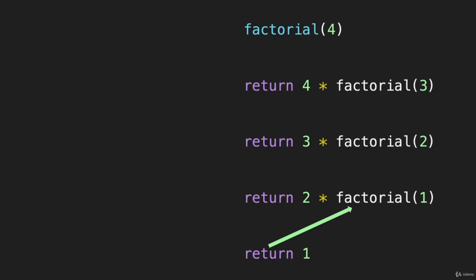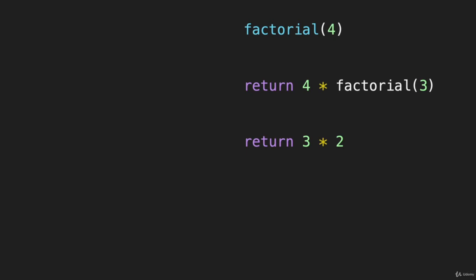Now this can calculate 2 times 1, and it can return 2 to here. And that becomes 3 times 2. Then we can return 6 to here. And then 4 times 6 can be returned to the original function call, which is 24. Now let's just walk through this. 2 times 1 is 2, and we return that here.